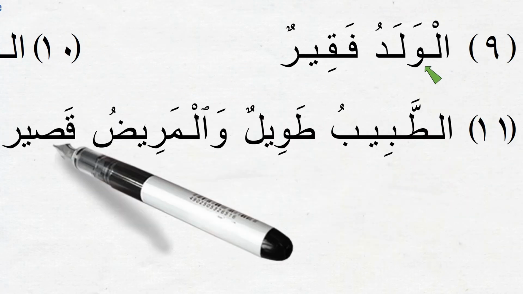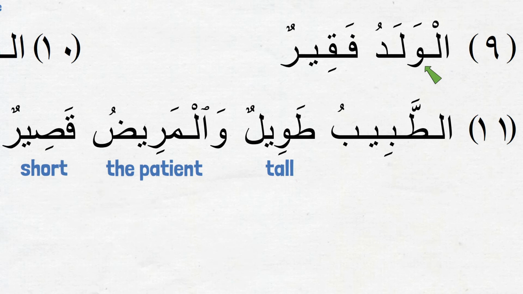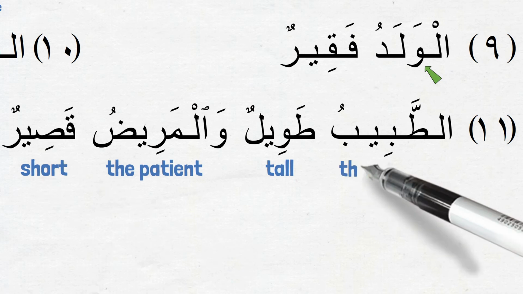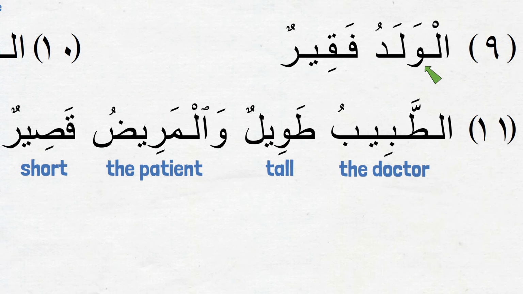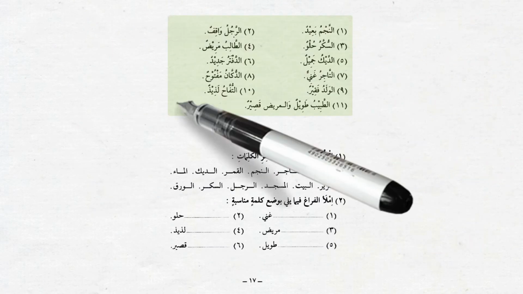Final sentence. At-tabibu tawilun wal-maridu qasirun. Here, tawilun means tall. Al-maridu is the patient and qasirun means short. So the sentence can be translated as the doctor is tall and the patient is short. The letter ta is the Shamsiyya letter, so we are reading it as at-tabibu, and the letter mim is the Qamariyya letter, so we are reading it as al-maridu. We finished all 11 example sentences given in the top half of the page.